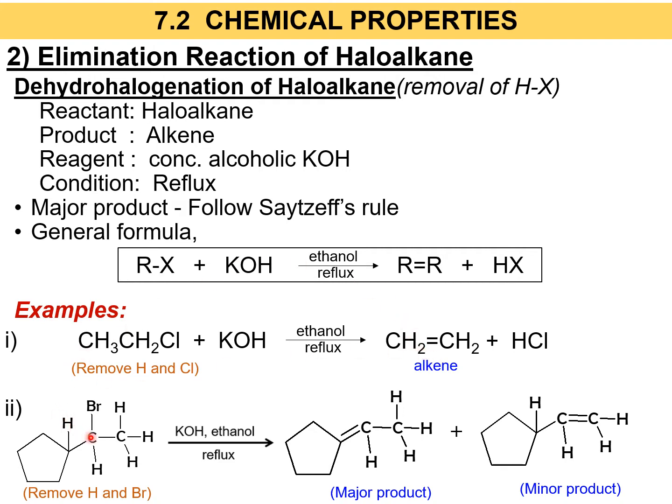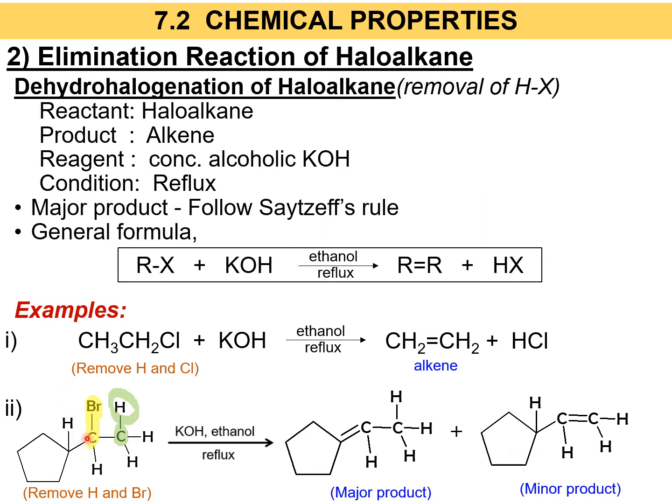And the next one, this one ada major dengan minor product, because if you look at this carbon yang kita akan remove the Br, okay, dia ada choice untuk dia remove hydrogen from neighbor kat belah kanan dengan neighbor kat belah kiri. Okay, so dia ada dua choice. So kalau let's say dia remove dekat neighbor belah kanan, this hydrogen is a primary hydrogen because this is a primary carbon. Therefore, kalau let's say I remove hydrogen from this carbon, it will form the minor product.